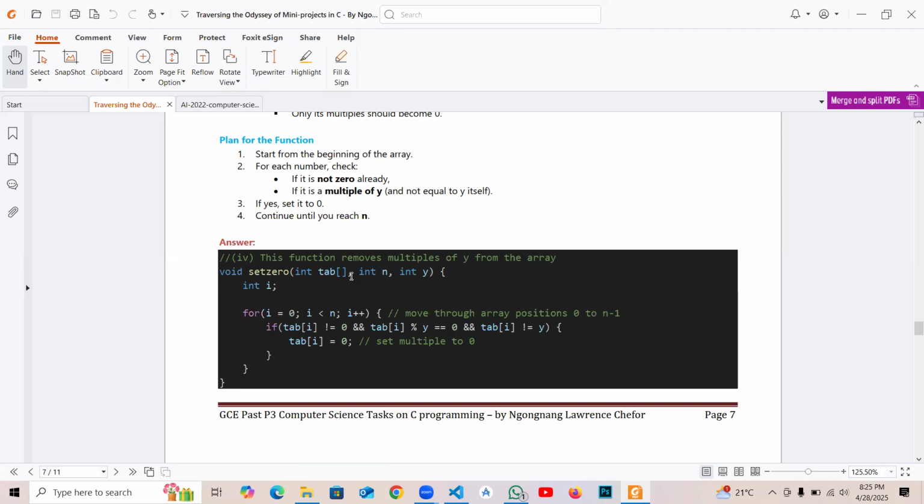The same procedure. Then my counter, if the number I'm looking for at that position is different from 0, let me take, for example, 2. 2 is different from 0. And if that 2 divided by the number the user has entered gives a remainder equal to 0, and the number 2 itself is different from the number the user entered, then we should set that number to 0. Set 0 is setting the multiples of that number to 0.